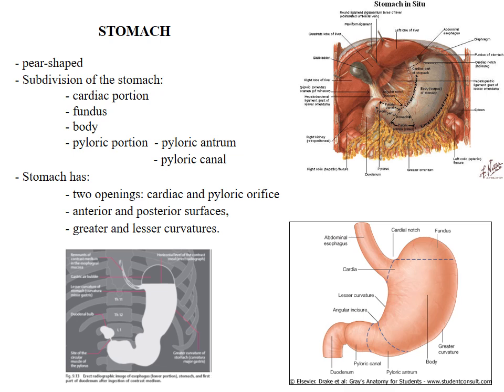The fundus is the uppermost part of the stomach. The body is the middle part. The cardiac portion or cardia surrounds the cardiac orifice, and the pyloric portion is subdivided into the pyloric antrum and pyloric canal.